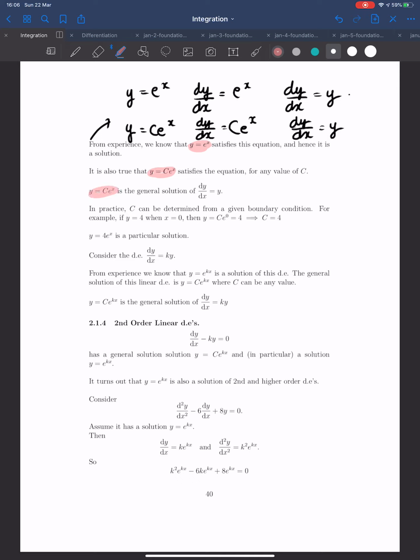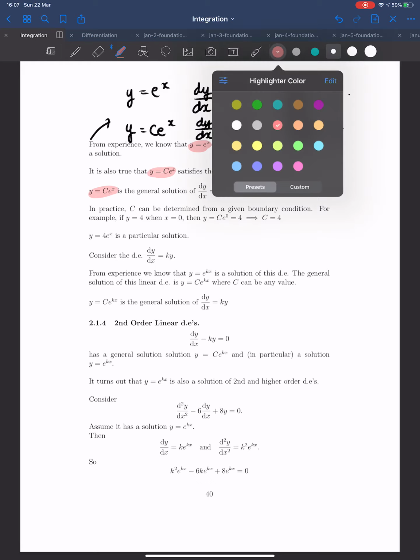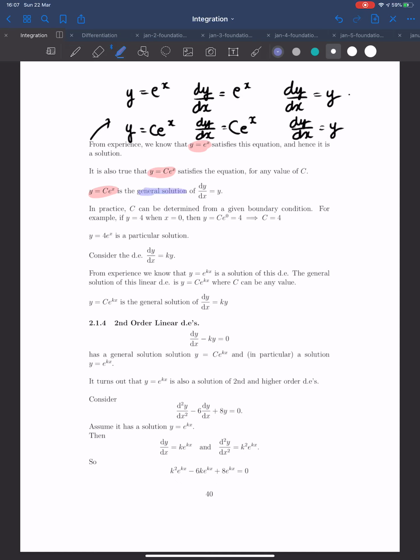So this y is c times e to the power x is the general solution. The general solution, that's because it's got the constant c in it. Now if we want to evaluate the c, we need some boundary conditions.